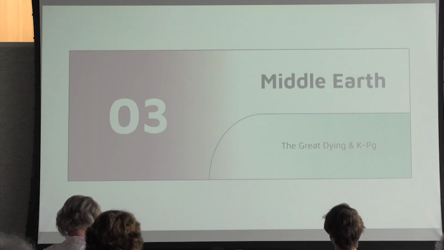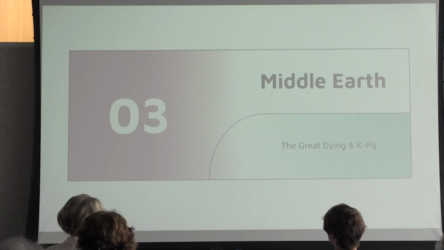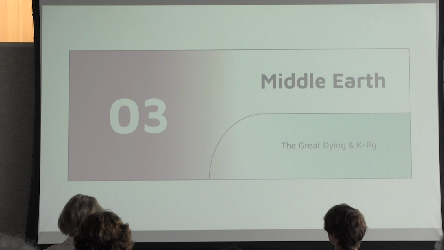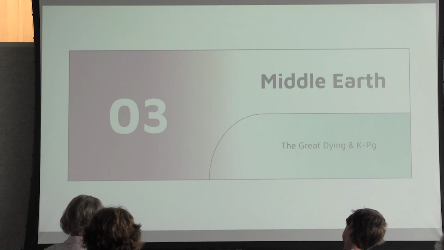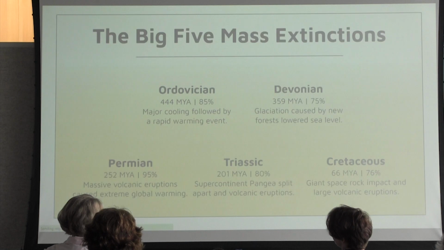So in the Middle Earth section, this is where we kick off really with life. This is probably the last 500 million years or so. It starts in the Cambrian. And specifically, this is the time where we get a lot of life, but when you have a lot of life, you also can create a lot of death. So that's what I'm going to talk about, some death.